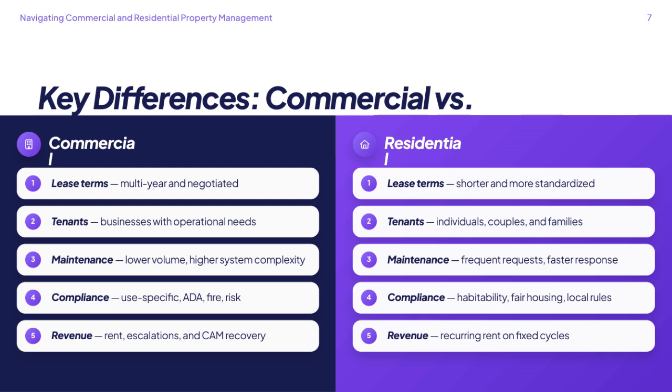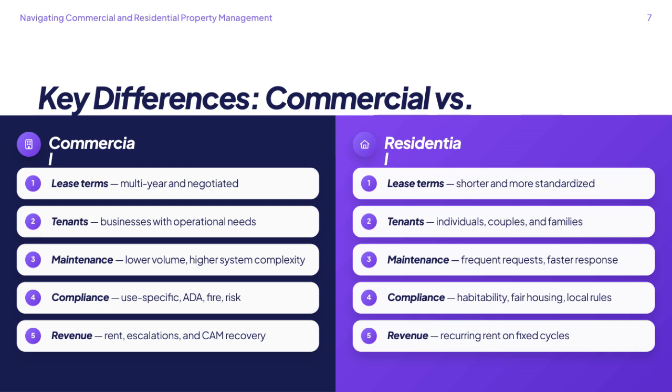Maintenance for commercial properties generally involves a lower volume of requests. But the systems involved are usually more complex, requiring specialized knowledge. Compliance is also more detailed, covering use-specific regulations, ADA requirements, fire safety, and risk management. Revenue streams are diverse as well, coming from rent, escalations, and common area maintenance recoveries.